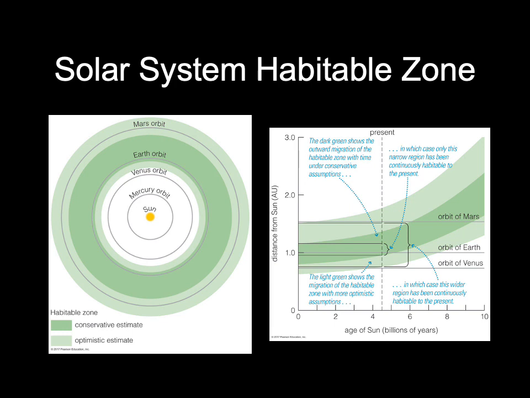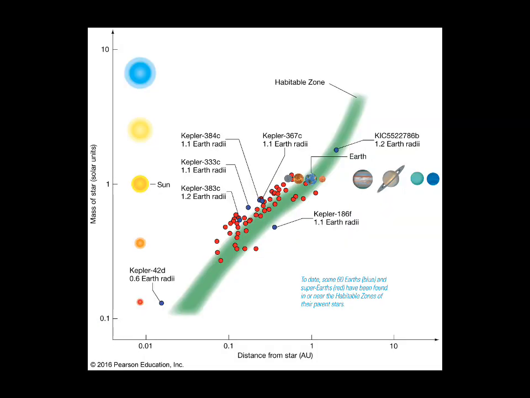So that's what we mean by the way as a star ages with time and it gets brighter, and its temperature changes. We can see different places where the habitable zone is. So the habitable zone does change as a function of time.